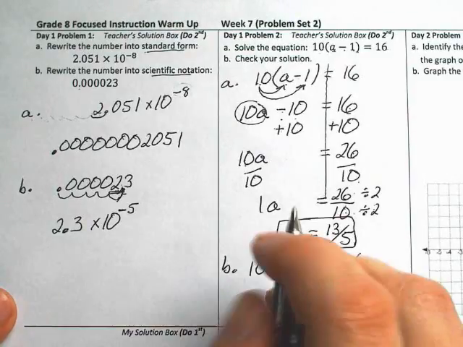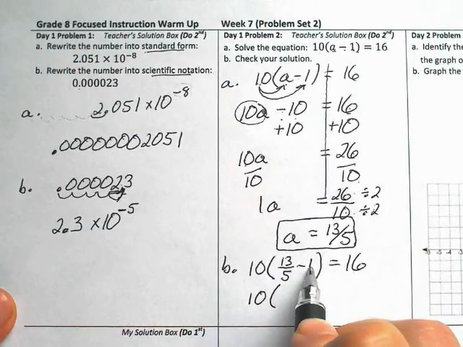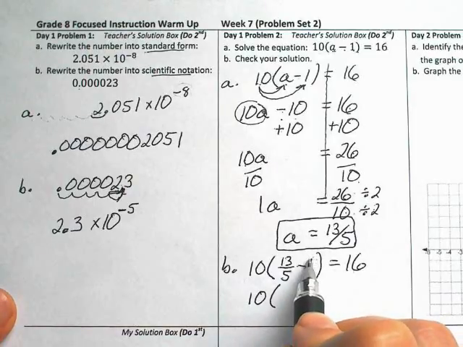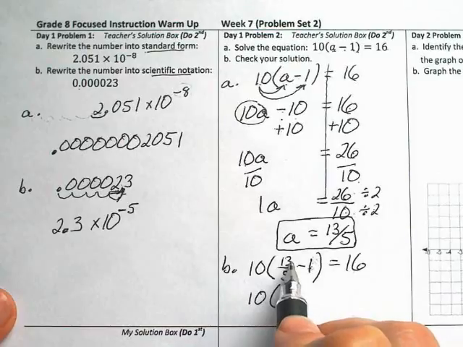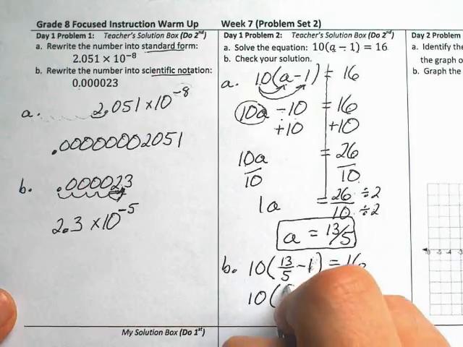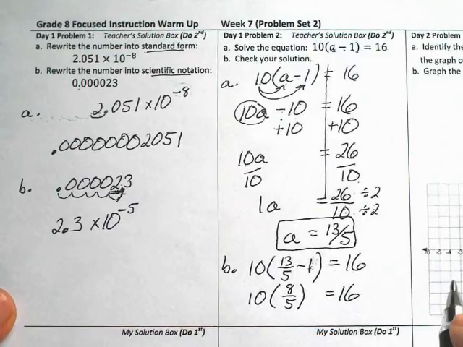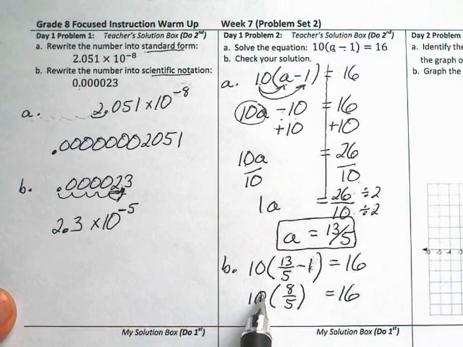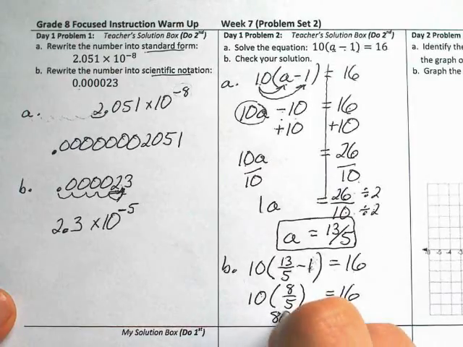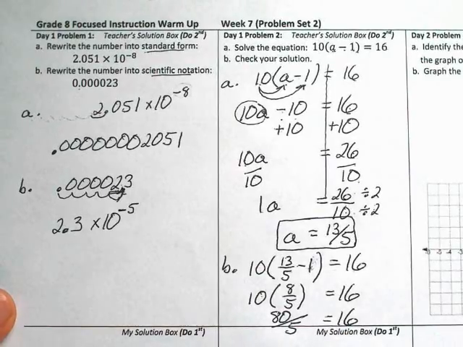Let's do a little bit of work in the parentheses first. The whole number 1 is equivalent to 5/5. And so if I think of this as 5/5, I can figure out 13/5 subtract 5/5. 13/5 subtract 5/5 is 8/5. Is that equal to 16, we wonder? Well, 10 times 8 is 80 fifths. Is that equal to 16, we wonder? Well, what is 80 divided by 5?